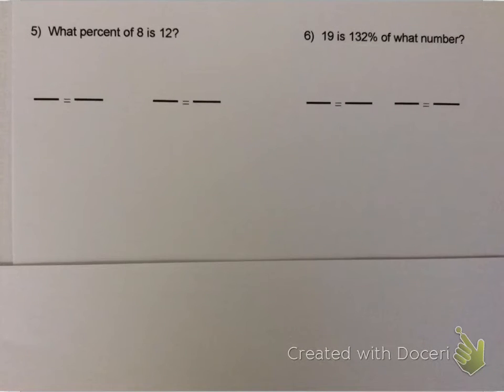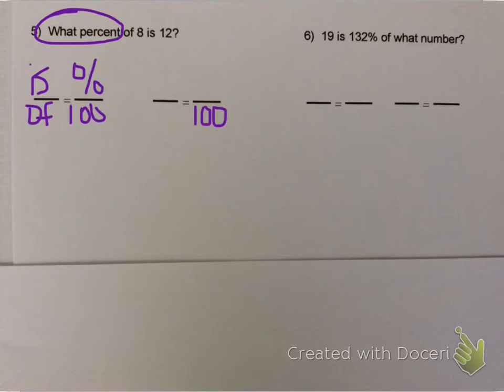Number 5, we have what percent of 8 is 12? So we're going to use our proportion. Again, is over of equals percent over 100. And we're going to fill in our 100. Okay, then I'm going to look for my percent. What percent? I don't know the percent, so that's going to be the x. Then I'm going to look for my word of, 8. That's my of. And whatever's left is my is. So I'm going to put 12 as my is.